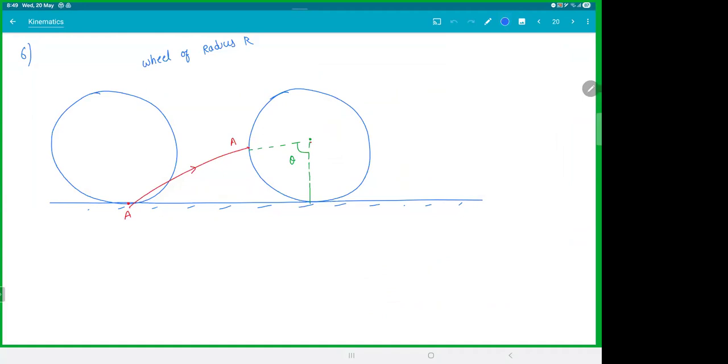So A is a point on the circumference. Initially, it is at the bottommost point. Find the distance traveled by A when the wheel rotates by theta.